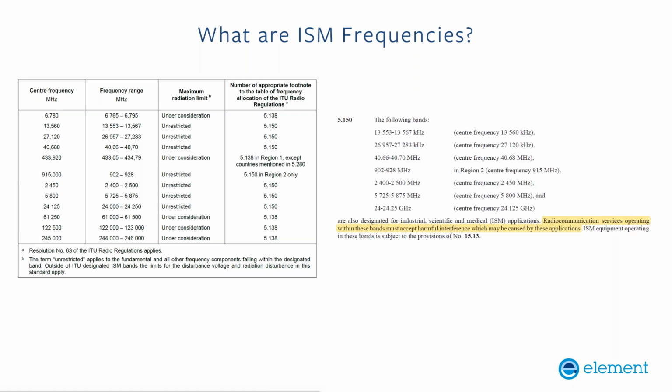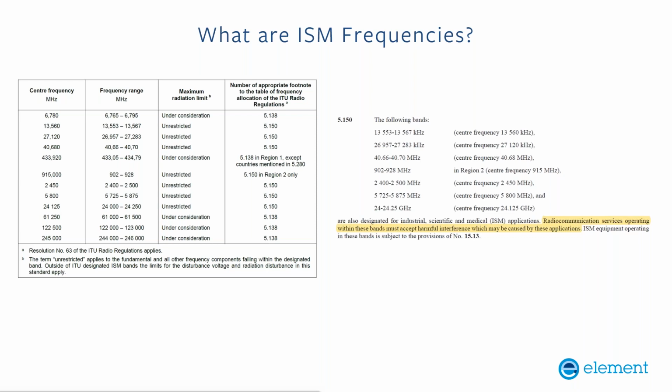The ISM band or frequency range is defined in the next column. And the third column, titled maximum radiation limit, gives a hint as to what the power or restrictions are for each one of those frequency ranges. It then references back to the ITU radio regulations as to what controls or defines those parameters. So on the right-hand side of the screen, you can see section 5.150 relates to the last column of the table, where it defines those frequency ranges.